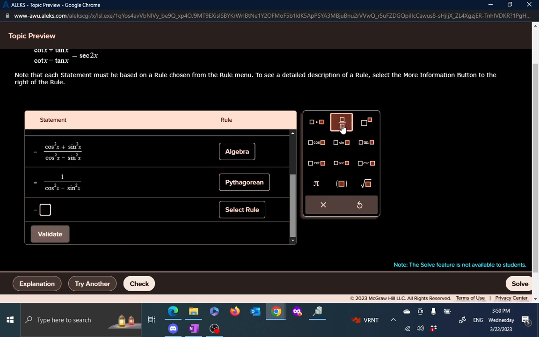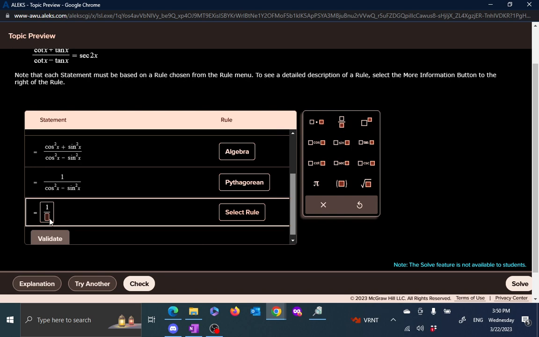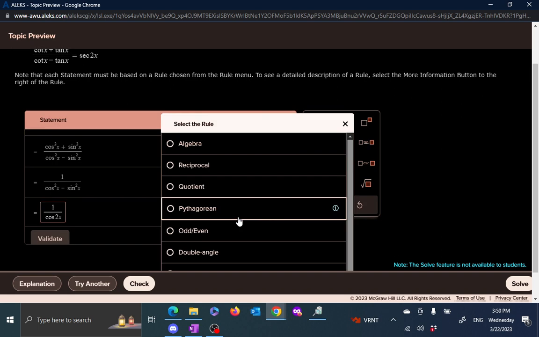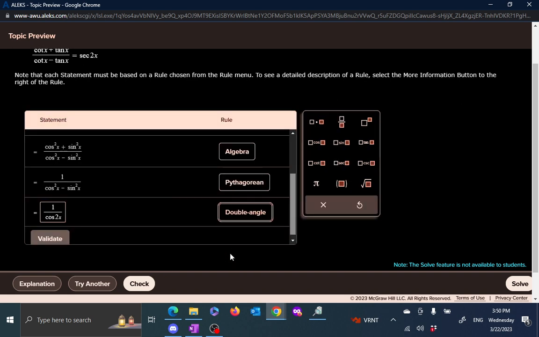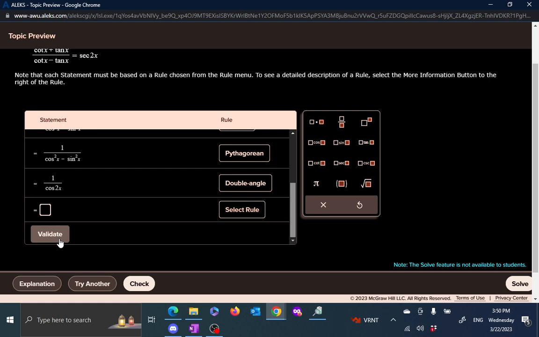Then I have 1 over the denominator, which is cosine of 2x. We haven't seen that often, but it's a basic double angle identity. Is that so? Yes. 1 over cosine is secant of 2x. Again, to be correct, this needs a parenthesis.